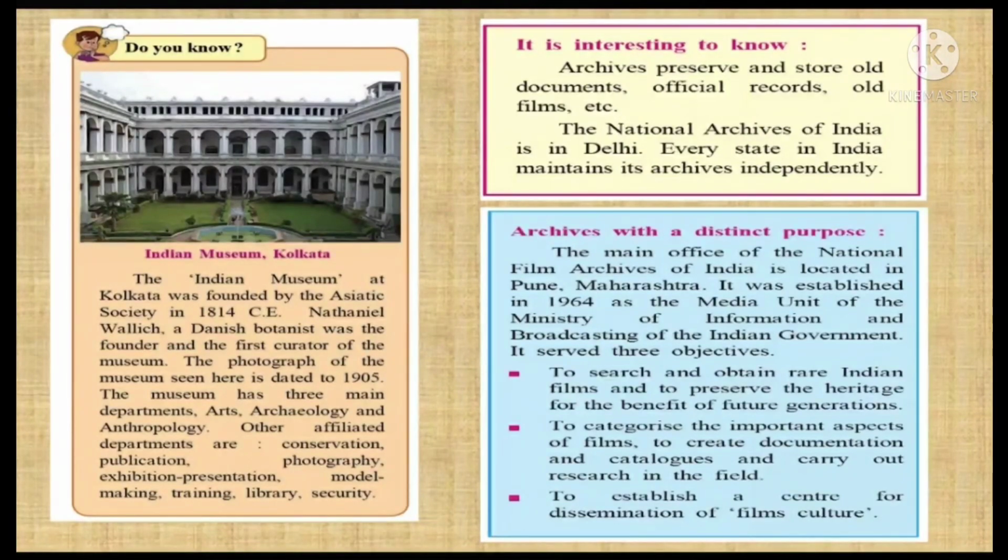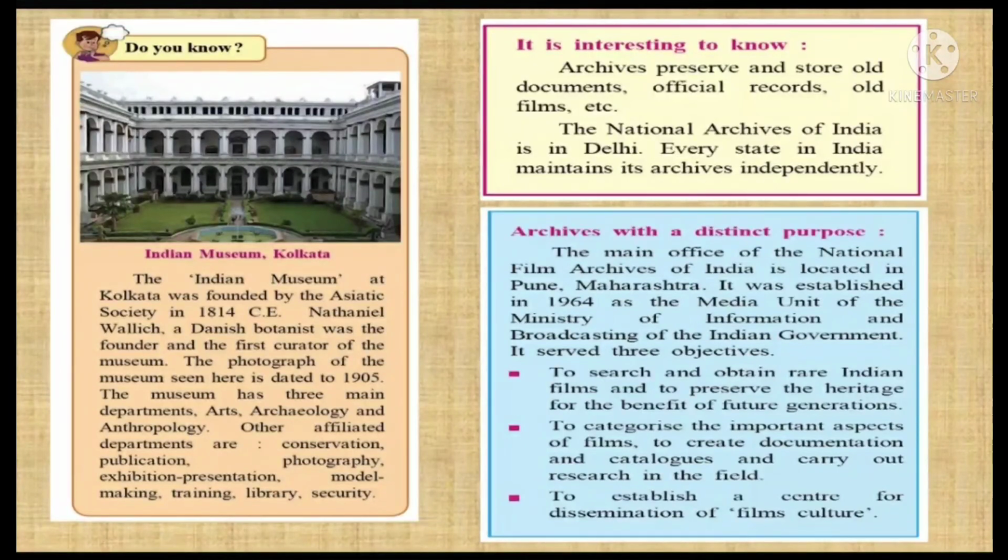Again, children, there are few interesting facts given to you. The first is Indian Museum in Kolkata. The Indian Museum at Kolkata was founded by Asiatic Society in 1814 CE. Now, in the previous chapter, you all have done who founded? Yes, Sir William Jones founded this society.